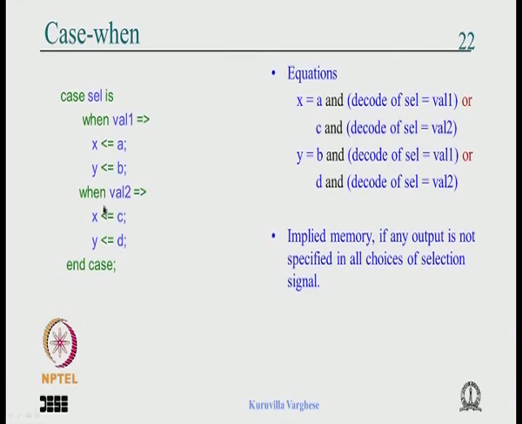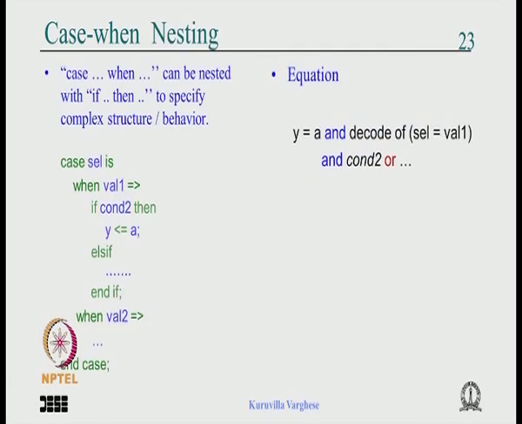Even in this case, if you have a case statement with multiple choices, and you miss something in one place, then it can create an implied latch. It's not only in if-then, everywhere, whether it is a concurrent statement or a sequential statement, an implied latch can happen. You should be careful. Once again, when the structure is complex, you have to be more careful.